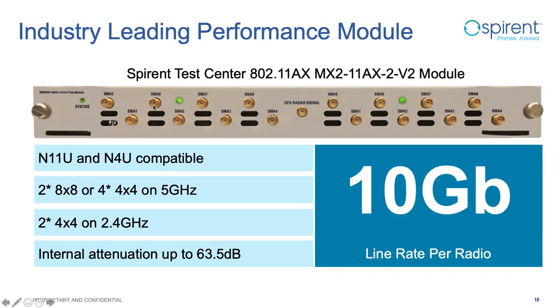The one that we have the CTKs built upon, and it's not limited, we can certainly convert them for other platforms, is the N11U or the N4U compatible. Again, you can go 8x8, or two 4x4s on 5 gigahertz, or two 4x4s on 2.4 gigahertz. The other advantage that this card has over previous generations of the AC and N cards is that it has an internal attenuator. It will ramp up to about 63 dB, and for most of the rate versus range type attenuating test cases that you would see out there, this can suffice.